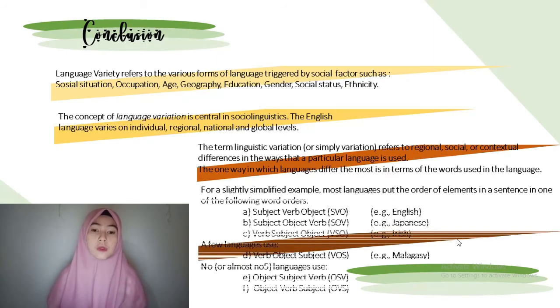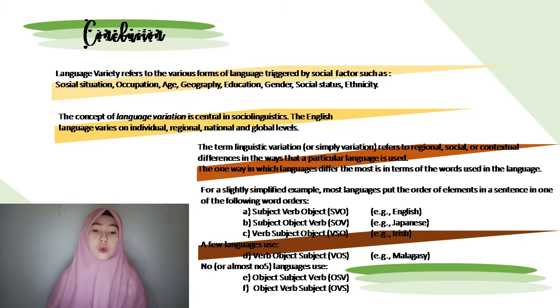For a slightly simplified example, most languages put the order of elements in a sentence in one of the following word orders: SPO, subject, verb, object; SOV, subject, object, verb; VSO, verb, subject, object; VOS, verb, object, subject; OSV, object, subject, verb; and the last, OVS, object, verb, subject.